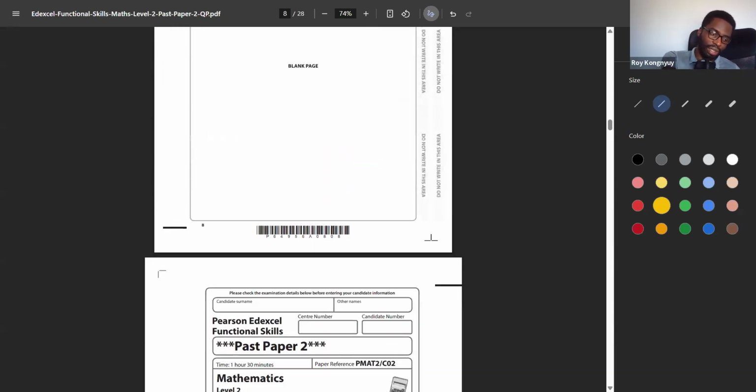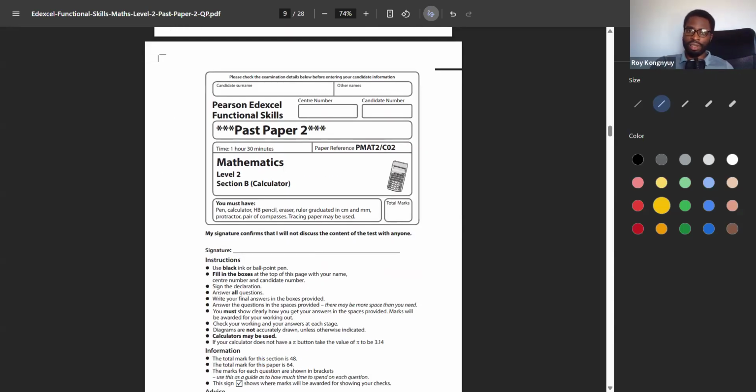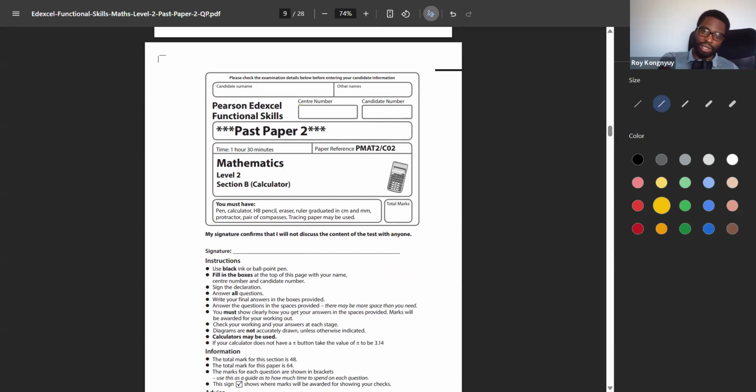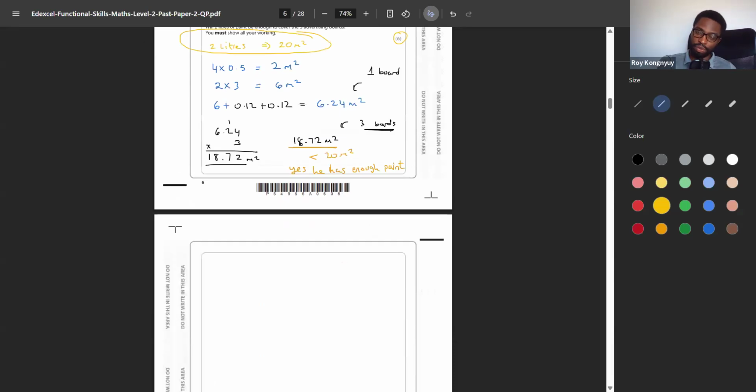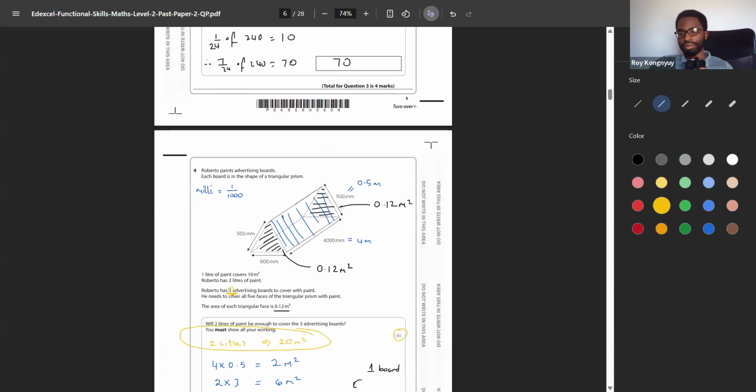We have section B left. So next lesson we're gonna go through section B of paper 2. All right, guys.